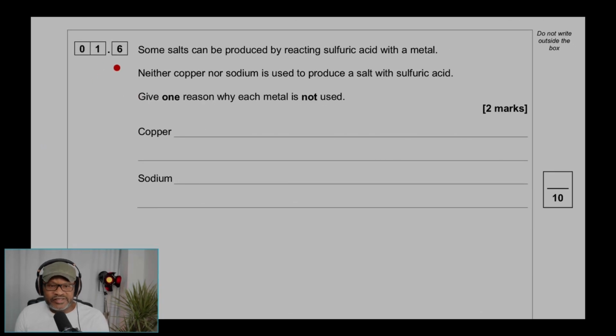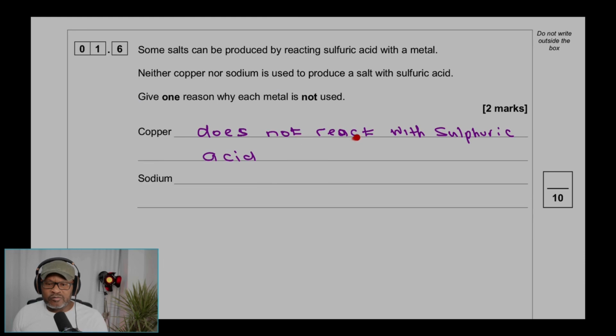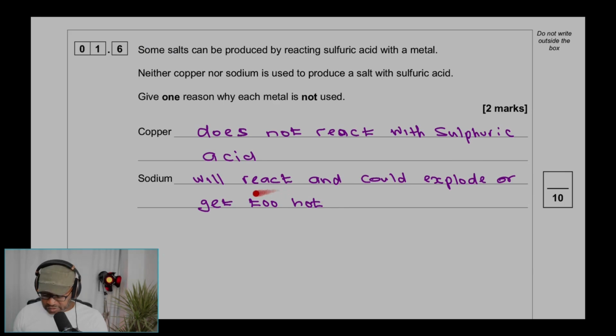Question 1.6. Some salt can be produced by reacting sulfuric acid with a metal. Neither copper nor sodium is used to produce a salt with sulfuric acid. Give one reason why each metal is not used. Well, copper does not react with sulfuric acid, and sodium will react and could explode or get too hot, because sodium is very reactive and copper is less reactive.